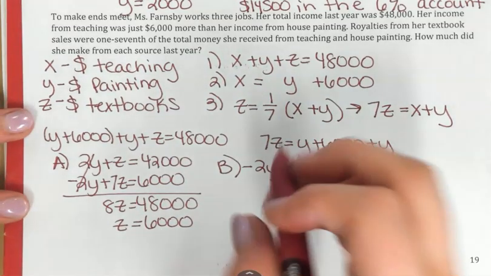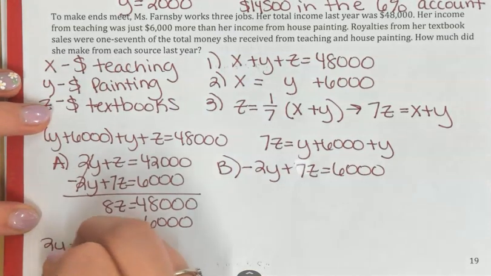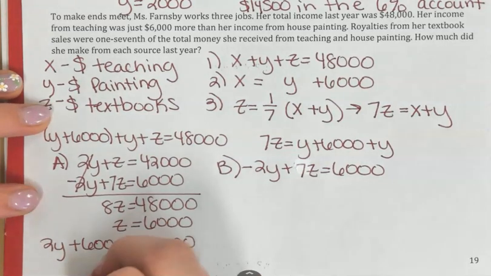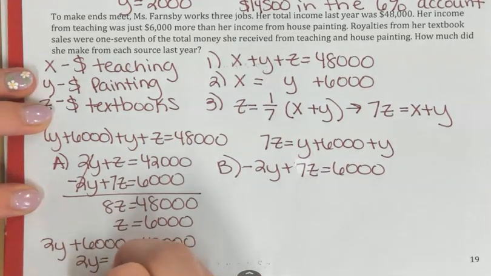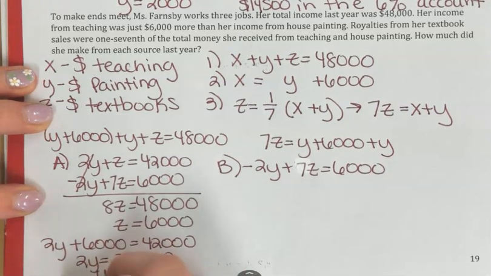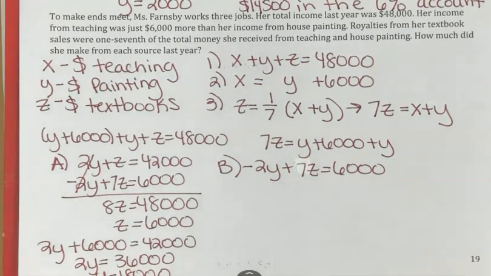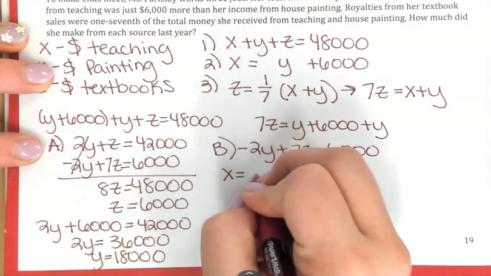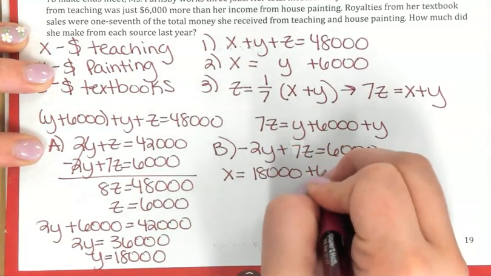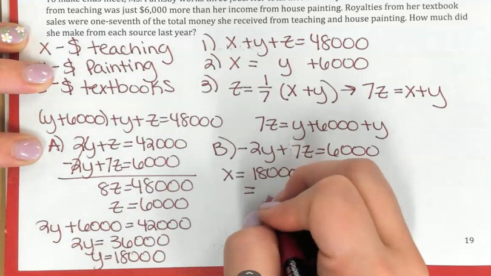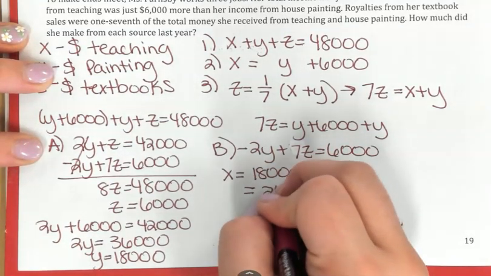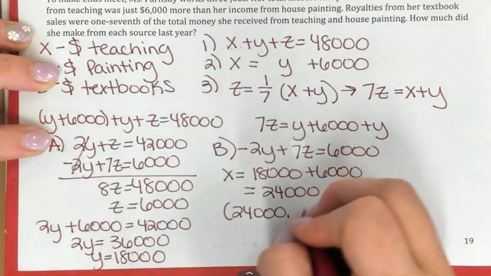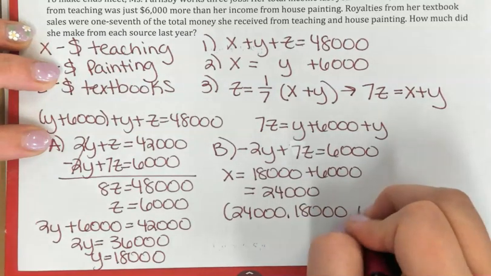Take that back. I'm going to use equation A. So 2y plus 6,000 equals 42,000. After I subtract, that means that 2y will be equal to 36,000. After I divide, y is 18,000. So the last thing I need to do is find x. I'm going to use equation 2 for that. So x will be 18,000 plus 6,000, which is 24,000. So my solution is 24,000, comma, 18,000, comma, 6,000.